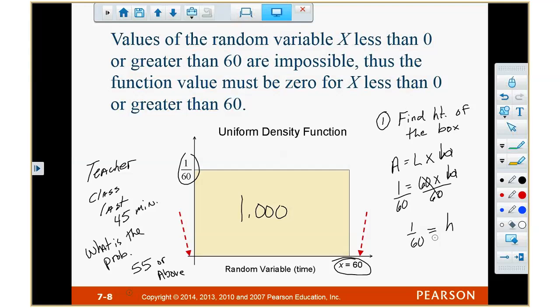Okay? Now we're asked the second part of the question. The second part says, what is the probability that your teacher will go 55 minutes or above? In other words, go up to the last 5 minutes of class. Well, 55 minutes is right here, correct? Okay. So you want to know above, you want to know this area, or probability, or percentage, or percentile, or whatever.